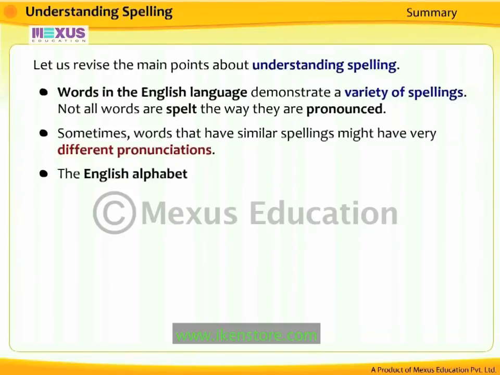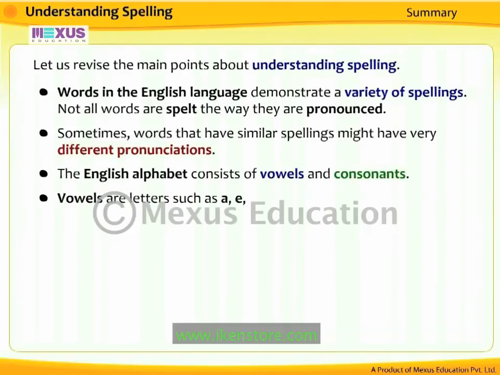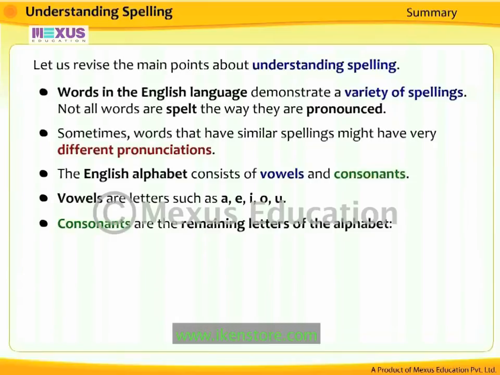The English alphabet consists of vowels and consonants. Vowels are letters such as A, E, I, O, U. Consonants are the remaining letters of the alphabet, such as B, C, D, F, G, H, J, K, L, M, N, P, Q, R, S, T, V, W, X, Y, Z.